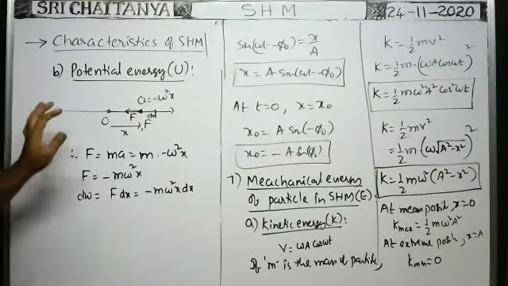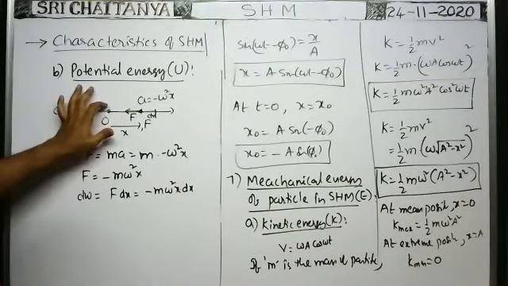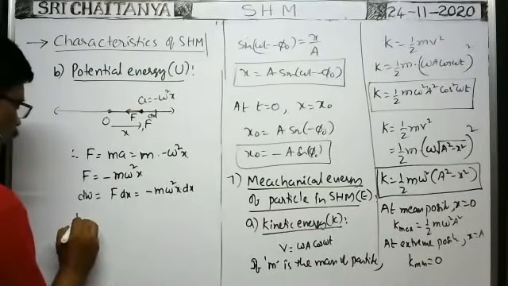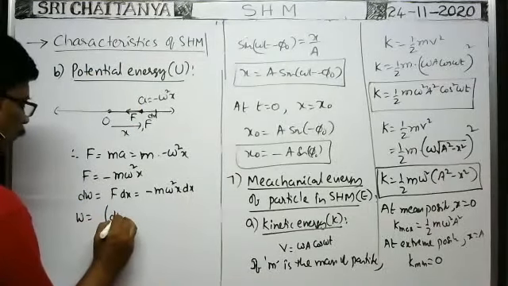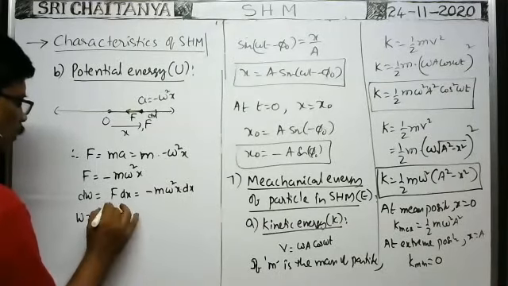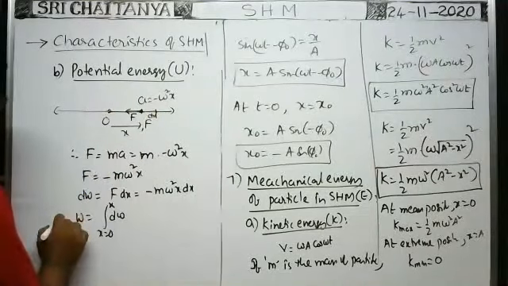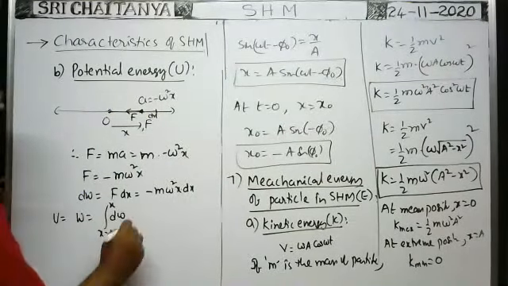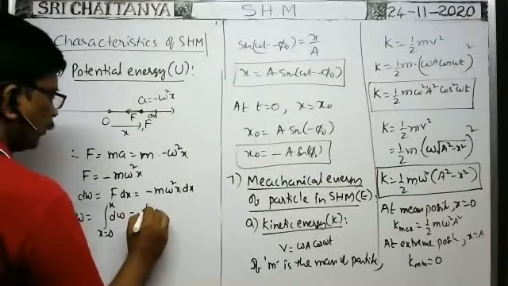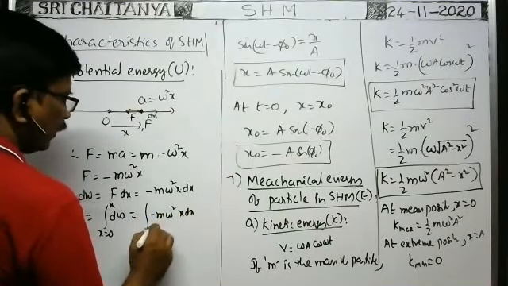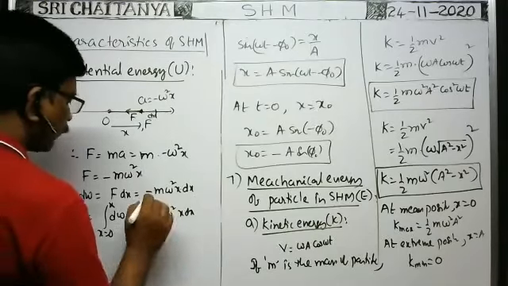Therefore, to displace the particle from the mean position to a displacement x, what is the work done? Total work done in displacing the particle from x is equal to 0 to x is equal to x. That work done is stored in the particle at this point as the potential energy, that is equal to U, which is equal to the integral of dW, means minus m omega square x dx, with limits x is equal to 0 to x.